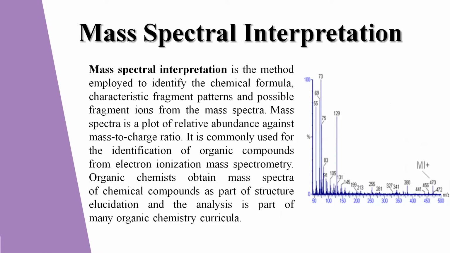Mass spectral interpretation is basically the method employed to identify the chemical formula, characteristic fragment patterns, and possible fragment ions from the mass spectra. Mass spectra are a plot of relative abundance against mass to charge ratio. It is commonly used for the identification of organic compounds from electron ionization mass spectrometry. Organic chemists obtain mass spectra of chemical compounds as part of structure elucidation, and the analysis is part of many organic chemistry curricula.